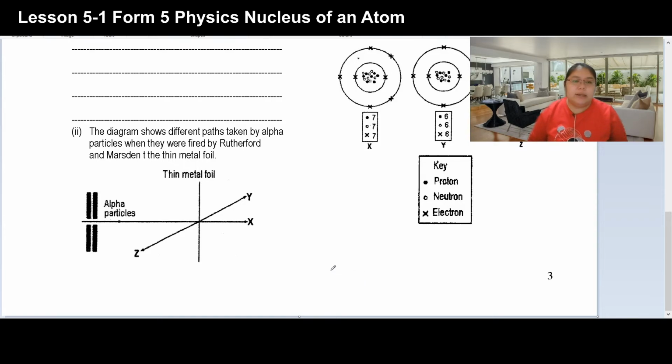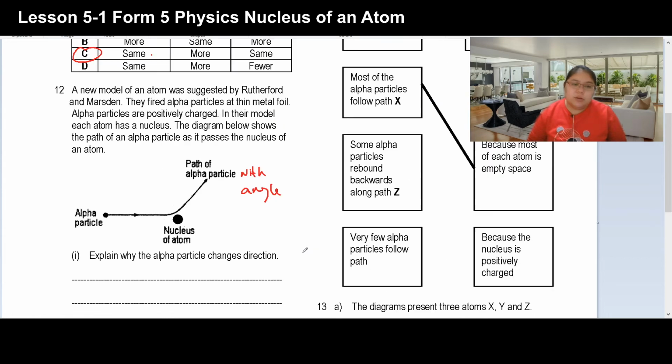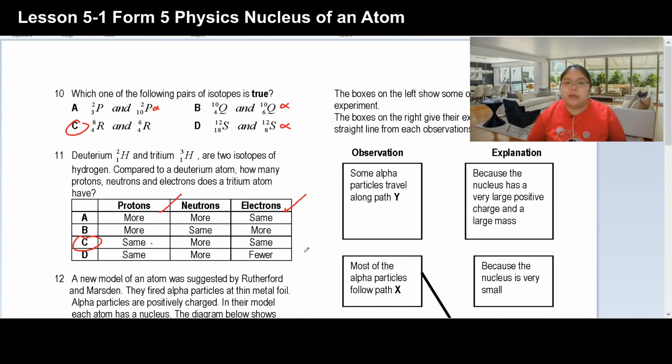Okay, the diagram shows the different paths taken by the alpha particles when Rutherford and Marsden fired them at the thin metal foil. Now we go and see the first one. They go straight, that's X. Then some are bent, that's Y. Z is bounced back. So we have 3 situations. From here you need to draw the line. The boxes on the left show some of the observations from the experiment. The boxes on the right give the explanation. Draw a straight line for each observation.